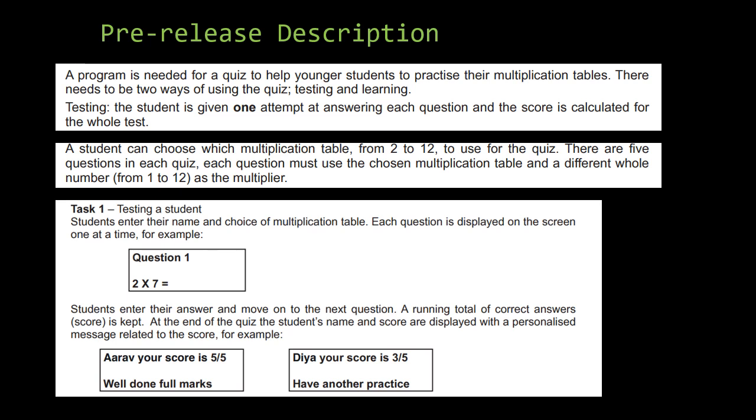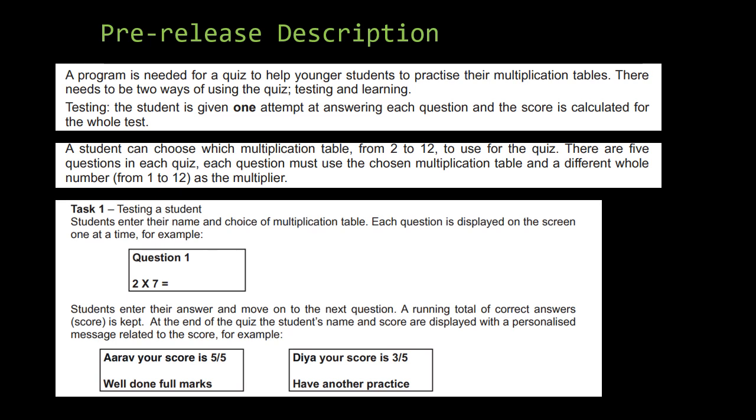There are 5 questions in each quiz. Each question must use the chosen multiplication table and a different whole number from 1 to 12 as the multiplier. In task 1, we're testing the students. Students enter their name and a choice of multiplication table. Each question is displayed on the screen one at a time. So question 1, 2 times 7 equals. Students enter their answer and move on to the next question.